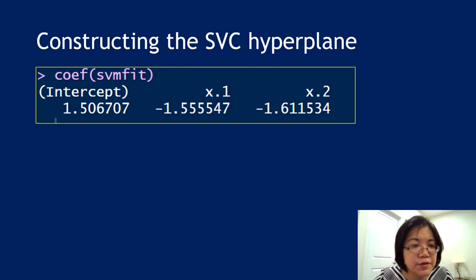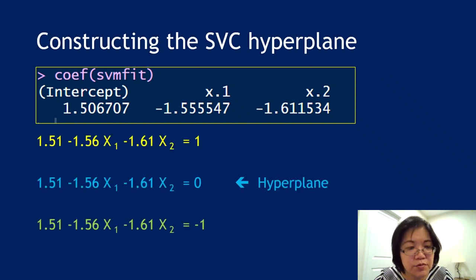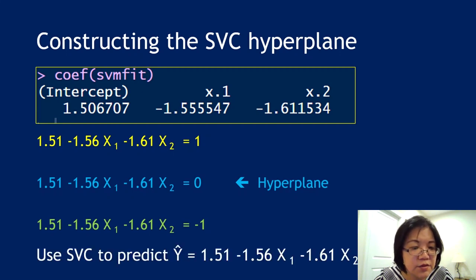You can also use the coefficients to construct the SVC hyperplane. So with the coef command, you can access the intercept beta 0, beta 1, and beta 2. And using these numbers, you can construct the equation for the hyperplane and also for the margins. And then you can plug in the numbers to make a prediction of y hat fitted value. And that's it. This is how we construct a support vector classifier.